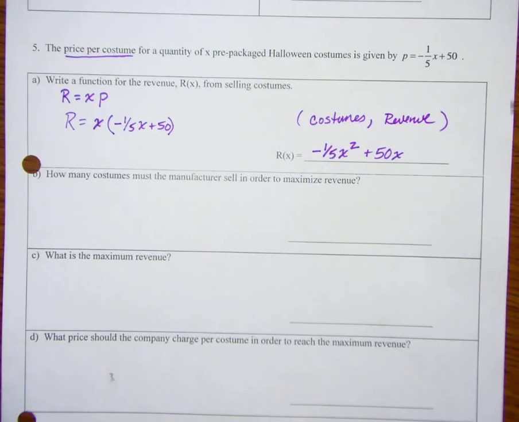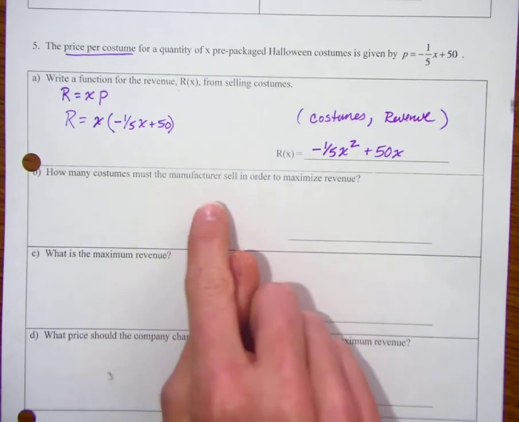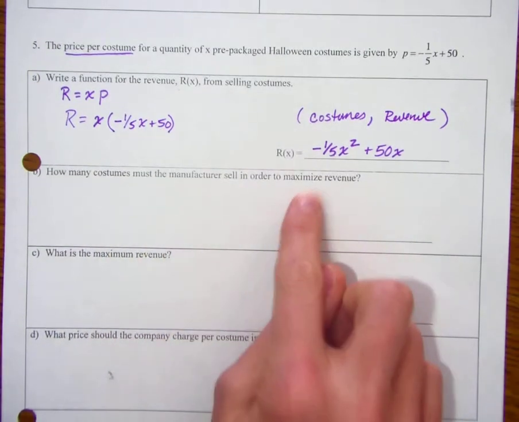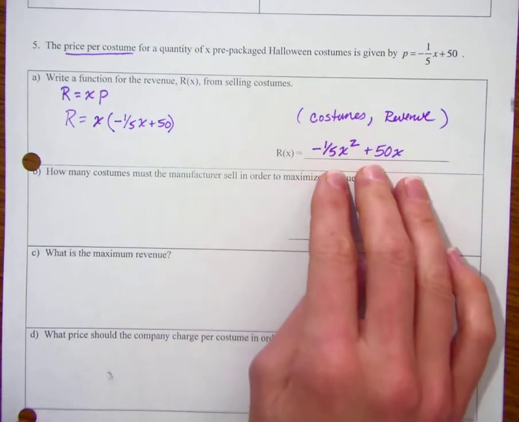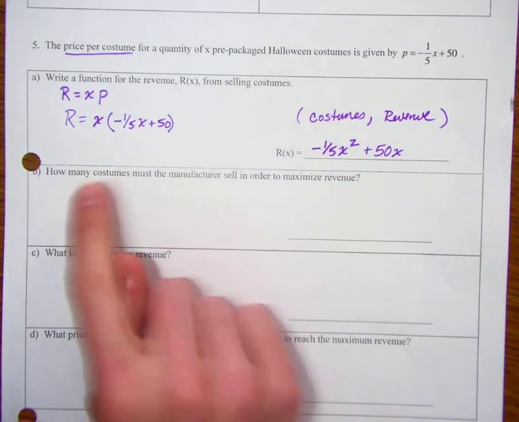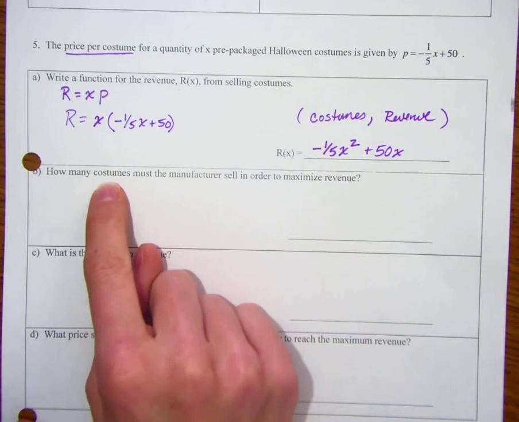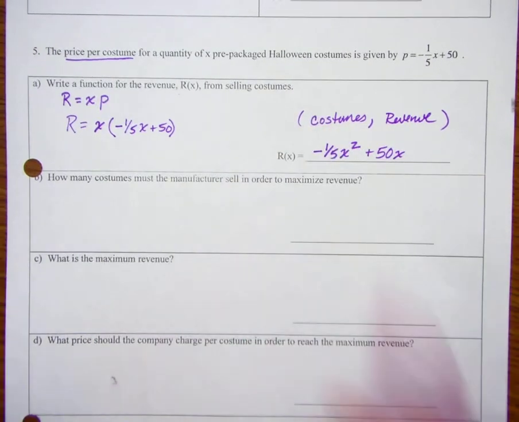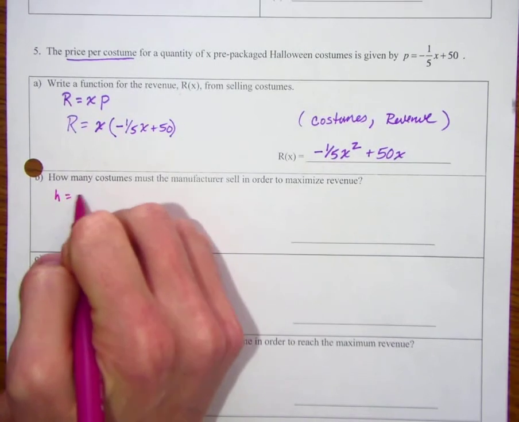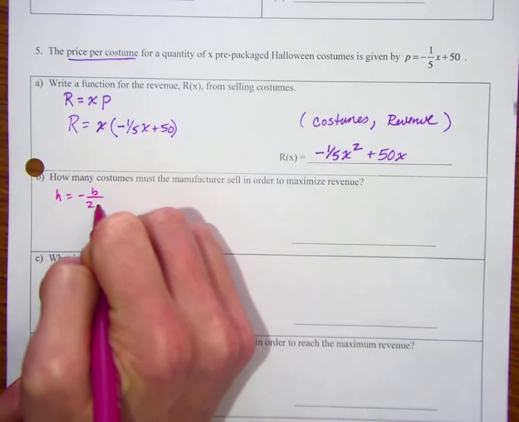So for this next part, it says, how many costumes does a manufacturer have to sell in order to maximize revenue? Well, anytime we're wanting to maximize, we're really looking at the vertex. And since we want to know the amount of costumes that we want to sell, we're really looking for the x value of the vertex, which is h. And we know that h is -b over 2a.